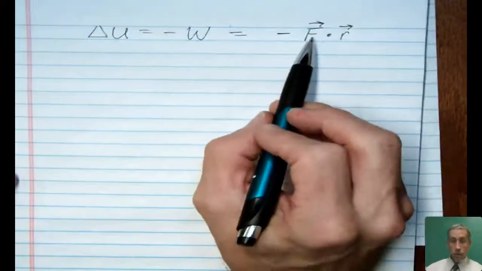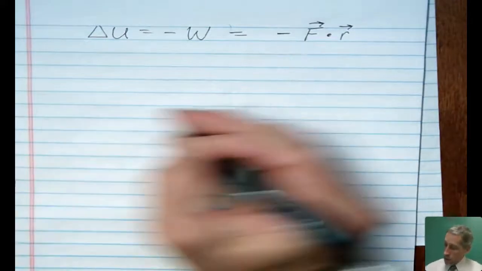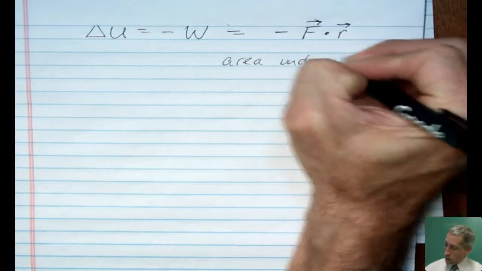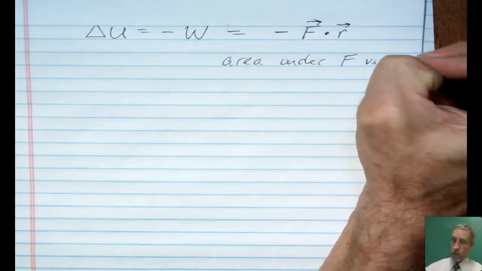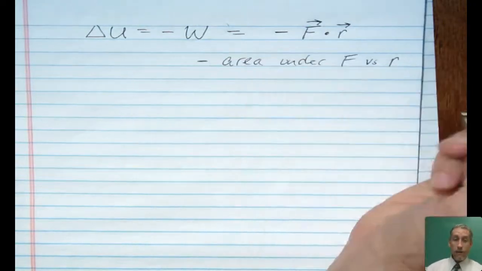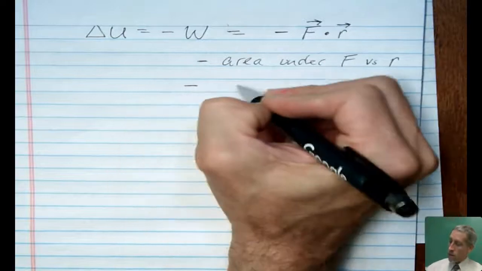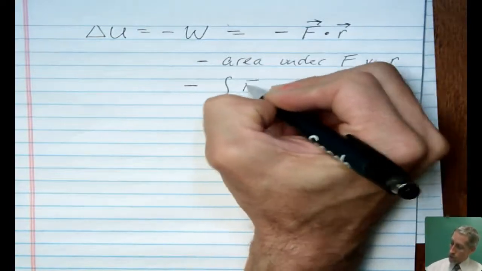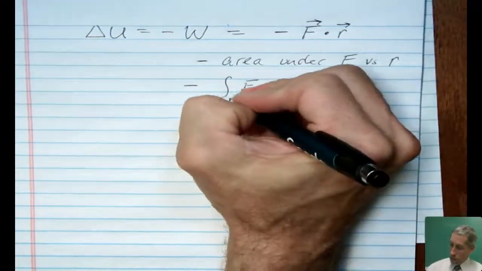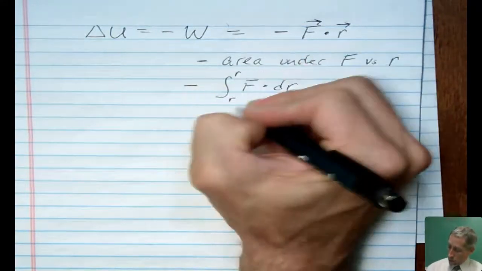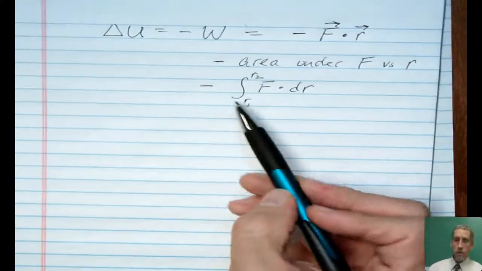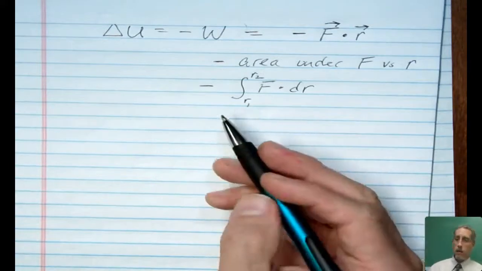Now again, this has to be a conservative force for this to work. This could also be the area under a force versus distance graph. That's the negative of that. This could also be the negative of the integral of force over some distance, dr. This would have to be between some beginning and ending point. We'll call it R1 and R2. Again, you won't typically see this written as an R, but you'll see it written with X's and Y's.